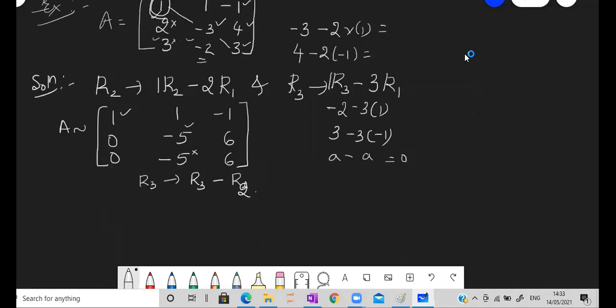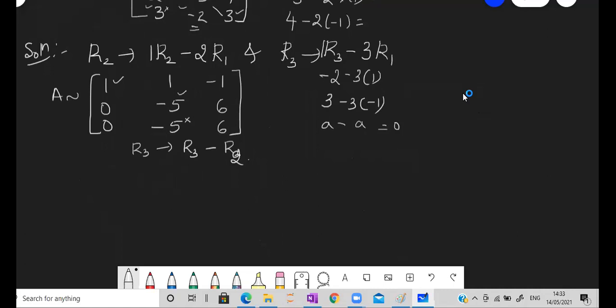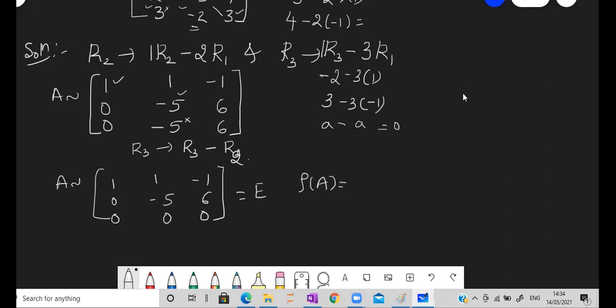What do we get now? If you apply this operation, the first two rows stay the same. What happens to the last row? Taking the difference, 0 minus 0 is 0, 0 is 0, and 6 minus 6 is also 0. Can you reduce the second row entirely to 0 by applying some operation? Surely not. So in which form is it now? Echelon form. The extended upper triangular form is echelon form. Then what is the rank in this case? 2.